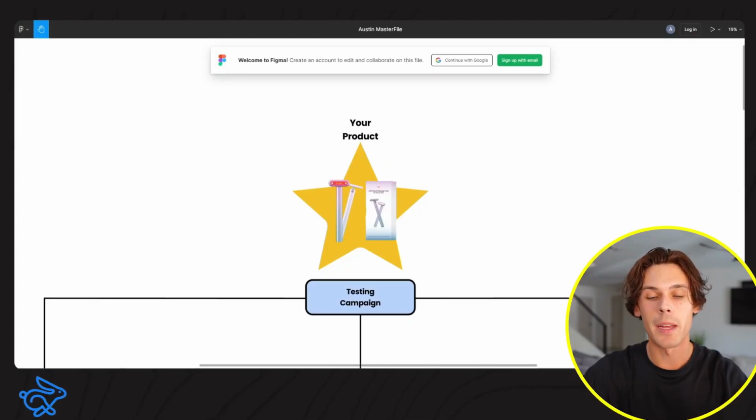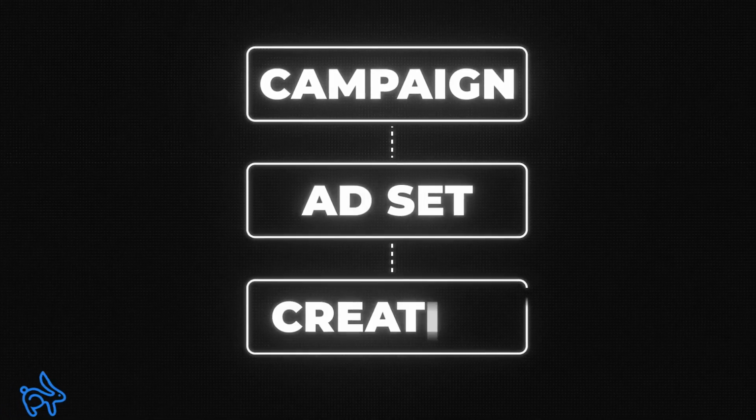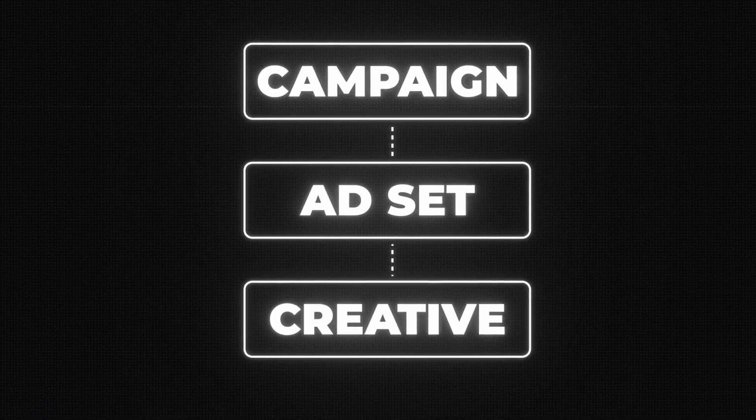All right, so the first step is essentially taking your product right here and plugging it into your first campaign. Now all campaigns are set up the exact same on all social media platforms. It's campaign level, ad set level, and creative level. Hence the reason that this will work on any social media platform.